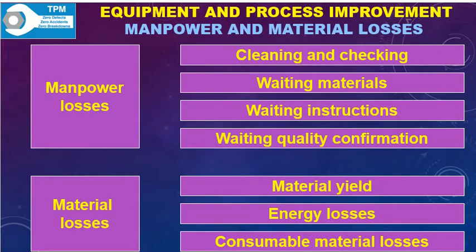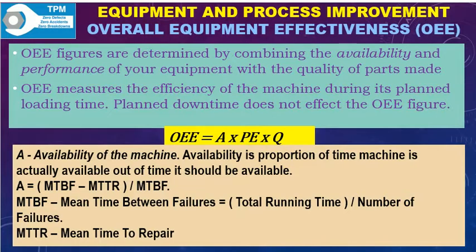Next are the manpower and material losses. Manpower losses consist of 4 losses, generally cleaning, waiting for instructions, and waiting for quality confirmations. And 3 losses come under material losses, called material yield, energy loss, and consumable material losses. So our aim today is to calculate the OEE for the equipment.